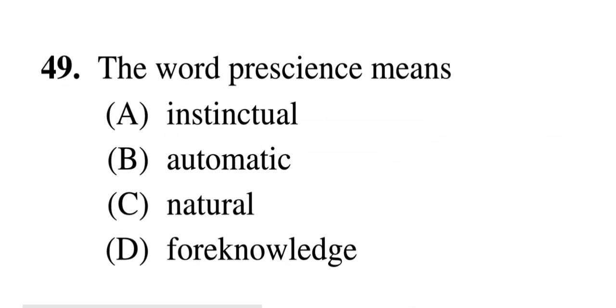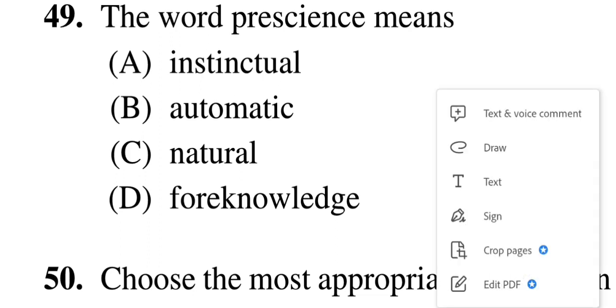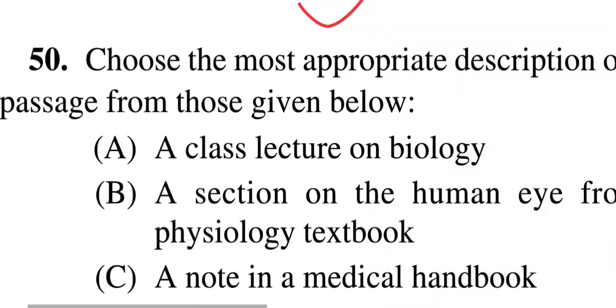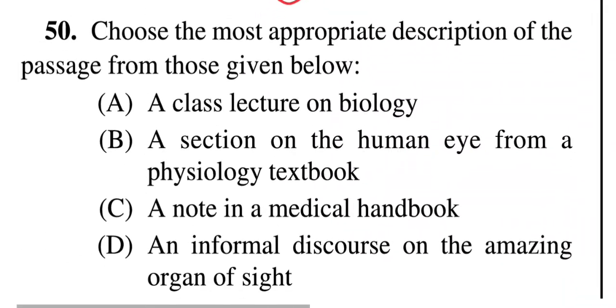49, the word prescience means what? Instinctual, automatic, natural, foreknowledge. 49, D, foreknowledge is the correct answer, according to the passage that has been given. Don't use your own knowledge here, you have to answer according to the passage.